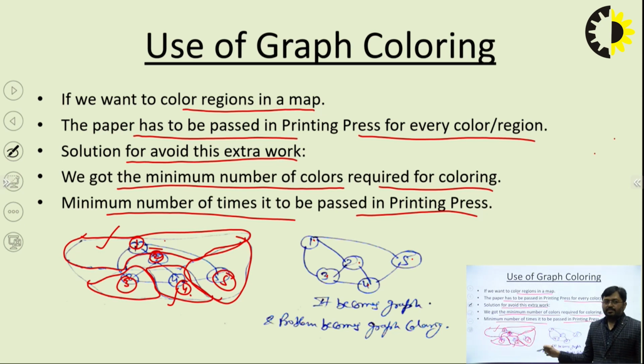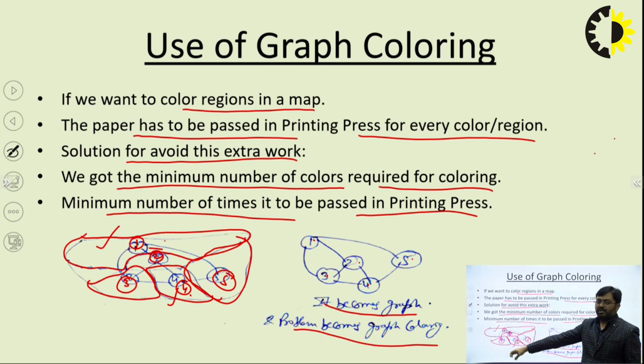Then the map becomes a graph, and the problem becomes graph coloring, and we can easily color the map. After that we can color the vertices and directly convert the result back into the map, because if vertex 1 is decided as red, then we can give region 1 the red color. It means the coloring of regions in a map can be easily solved by using the graph coloring problem.